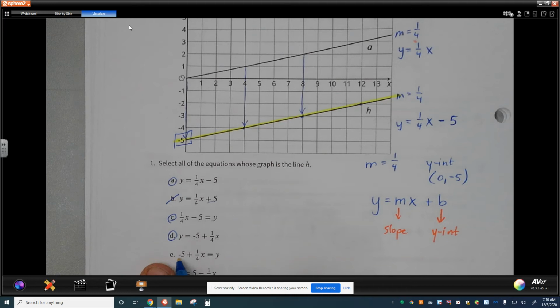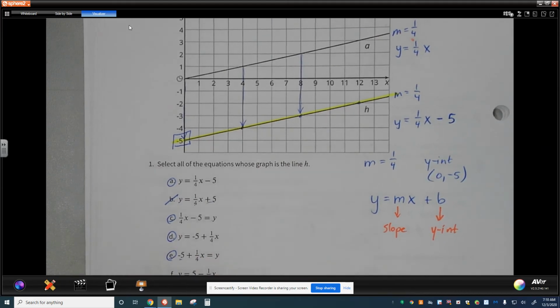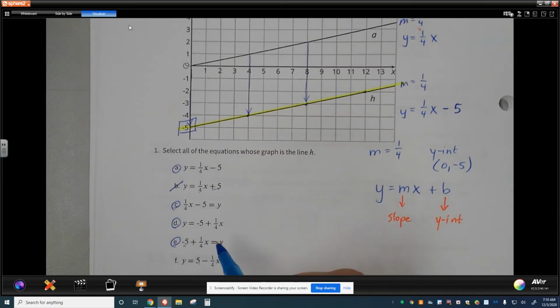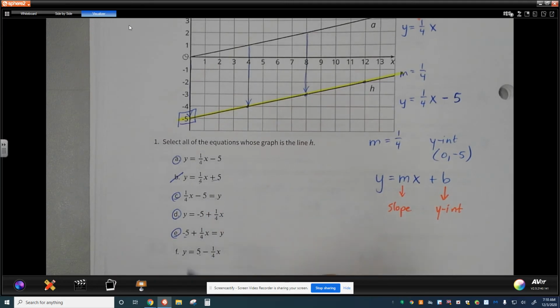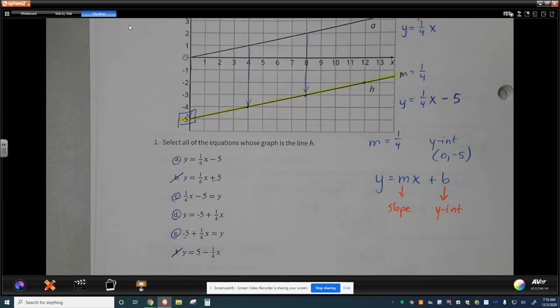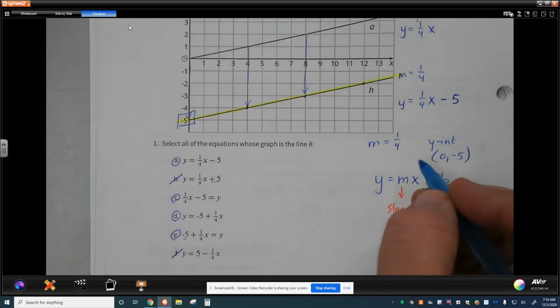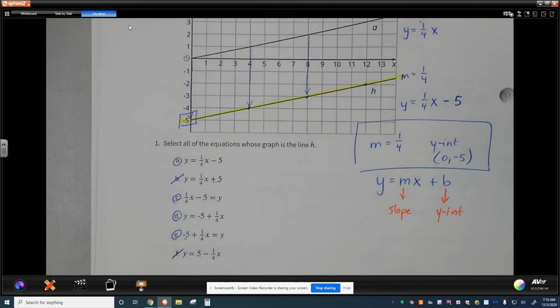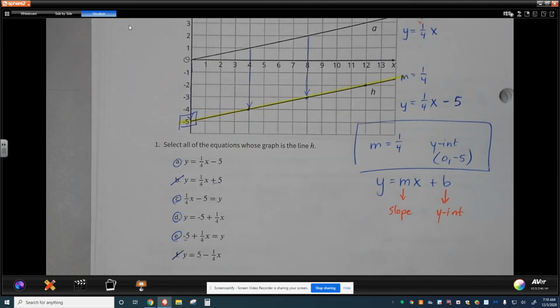Let's look at the next one. -5 is a constant, 1/4 x is our coefficient of x for our slope, equals y. That one's also okay. Letter F, we see a +5. Again, the problem with that +5 is that the line is translated 5 units above, and we see -1/4 x, which would mean that the slope is negative, or going down to the right, which won't work. So picking those out, again, the most important things that we're looking for are the slope and the value of the y-intercept.